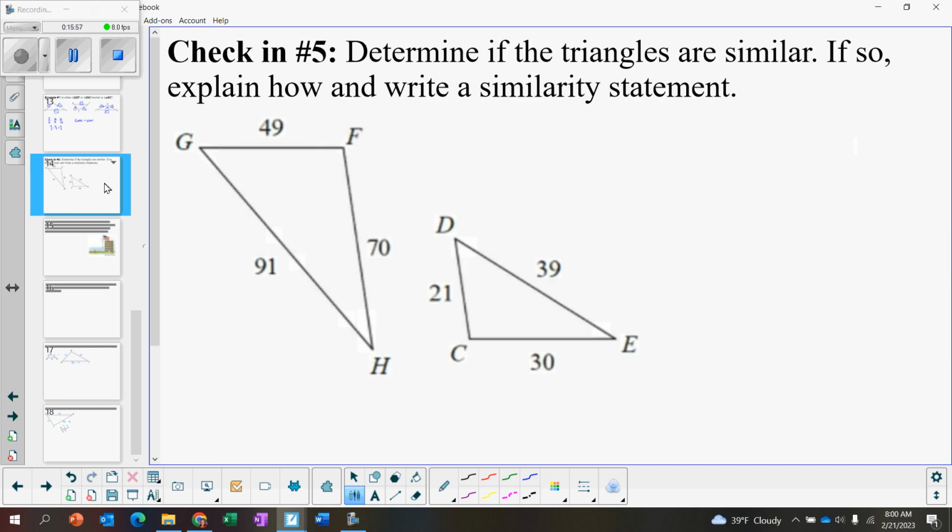In this next one, determine if the two triangles given are similar. If so, explain how and write a similarity statement. Pause. When you're ready to see the answer, hit play.